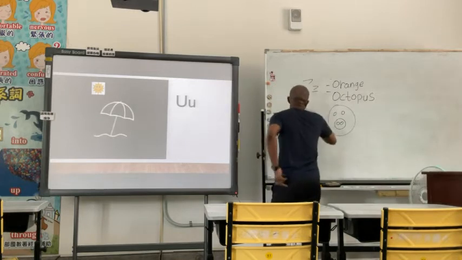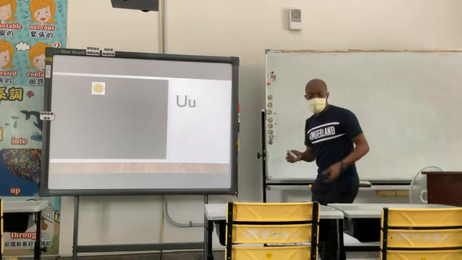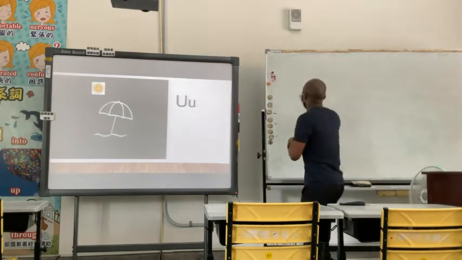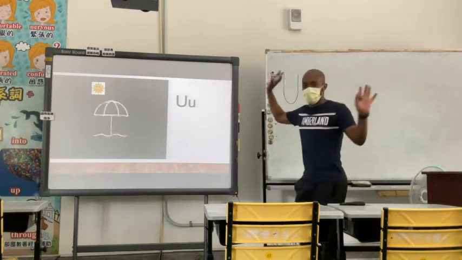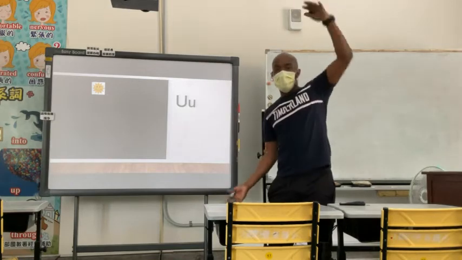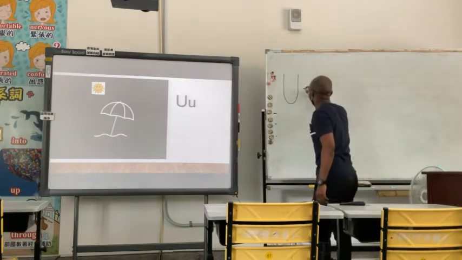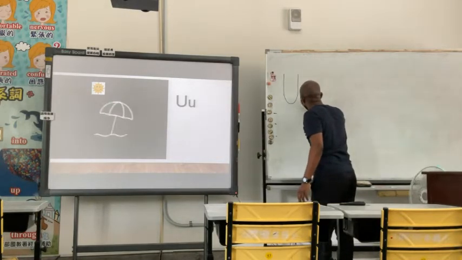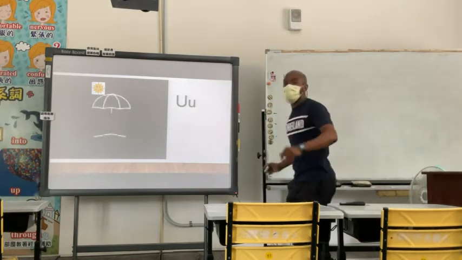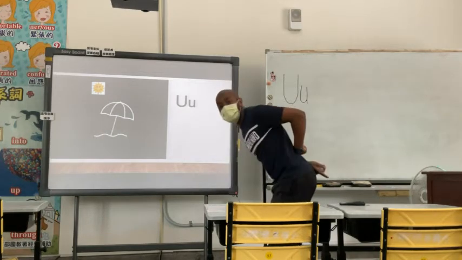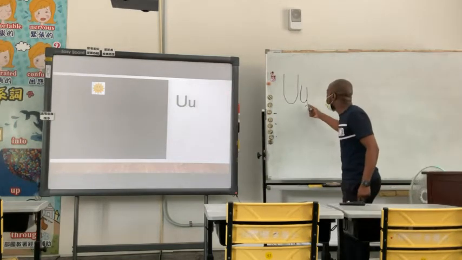Now let's look at this. Now there's big U. Big U, you go down, in, that's it. That's big U. How about small U? Small U, you go down, and then go up, and then you come back. So it has kind of a tail. So small U has a tail, which is very small.